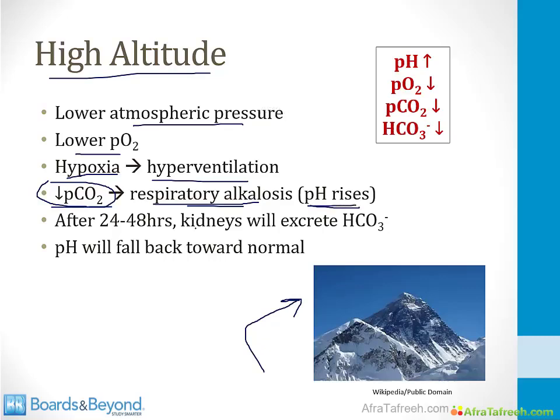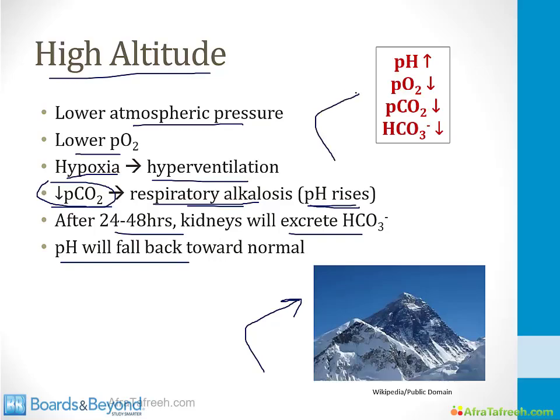Now initially when patients ascend to high altitude, there's very little change in the bicarbonate level, but after about 1 to 2 days, the kidneys begin to compensate for the respiratory alkalosis by excreting more bicarb. This causes the serum bicarb level to fall, and as a result the pH will go back toward normal, although usually it does not completely fall back to the normal range.